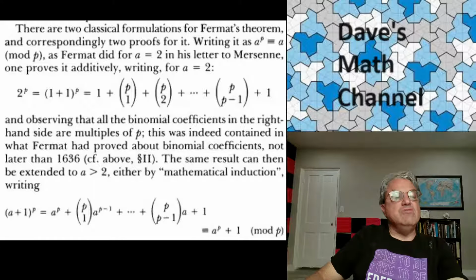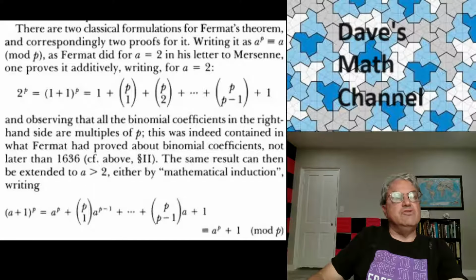And if you add all those up, the thing to notice here is another fact about binomial coefficients. I don't want to prove this; it's pretty easy to prove. It turns out that p choose k, as long as k is not 0 or p, so p choose 1, p choose 2, all these coefficients are all divisible by p. This is pretty easy to see.